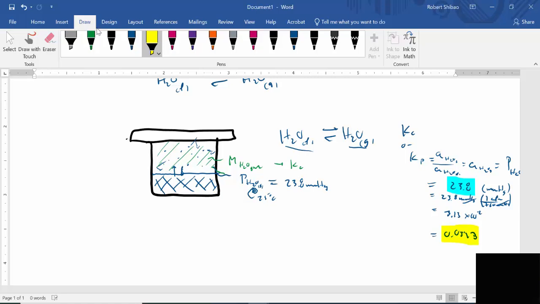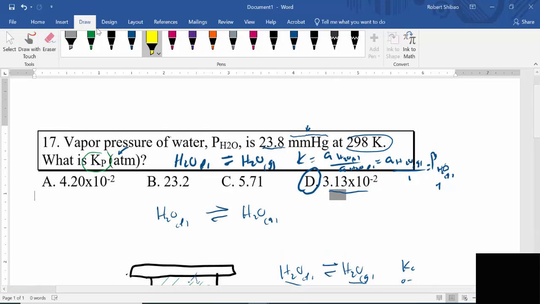Because the reactant is a liquid, if this is just a matter of converting. No, it doesn't matter. The liquid we completely ignore. Pure liquids and pure solids, just completely ignore those. Yeah, it's only about converting the Kp into atmospheres, so like 760. Yeah, because the question asks what is Kp in units of atmospheres, we would have to convert it. If I ask you what is Kp in units of millimeters of mercury, you're done. It's 23.8.